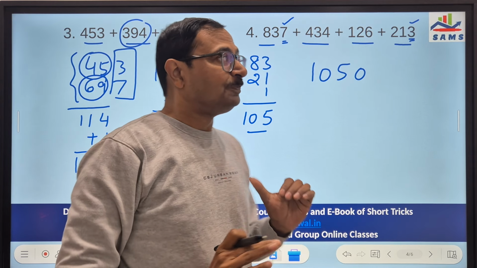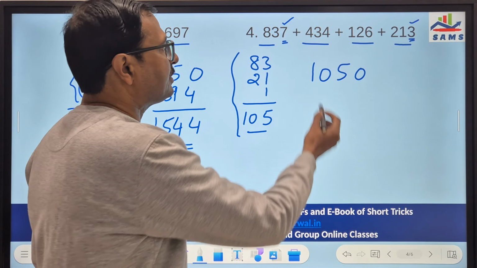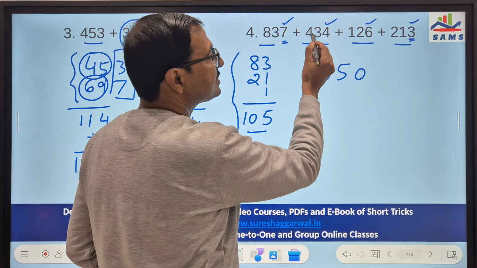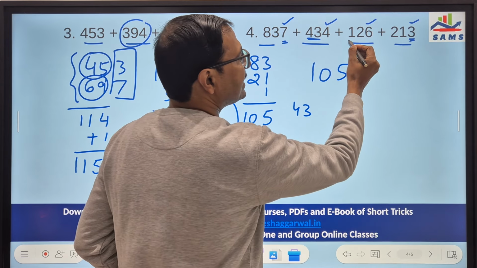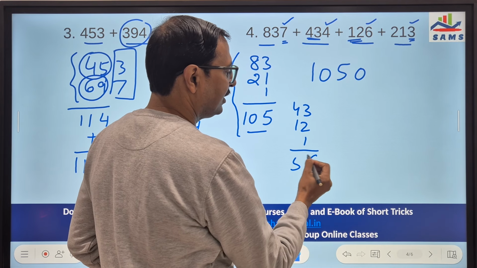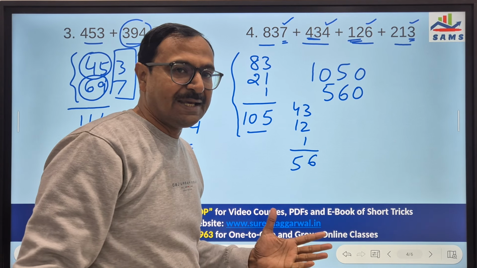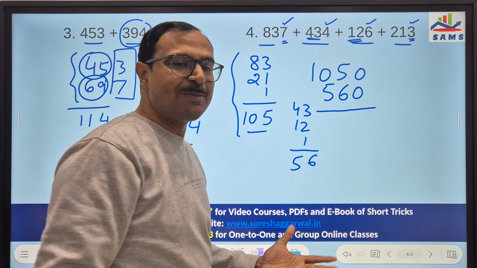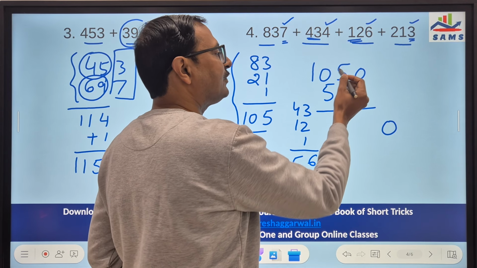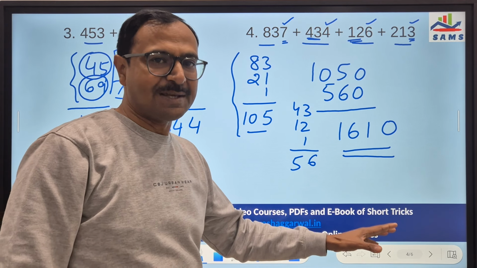Now again, this is the thinking part and this is the output. Now what happens to the numbers in the middle? 4 plus 6 is again 10. So how many tens? 43 tens here and 12 tens here, and 1 ten you will obtain by adding 4 and 6. So you get 56 tens, and 56 tens basically is 560. Now adding these two numbers is elementary because you have a 0 at the end, and then 105 plus 56. 56 plus 5 is 61, so 161. So 1610 is the sum.